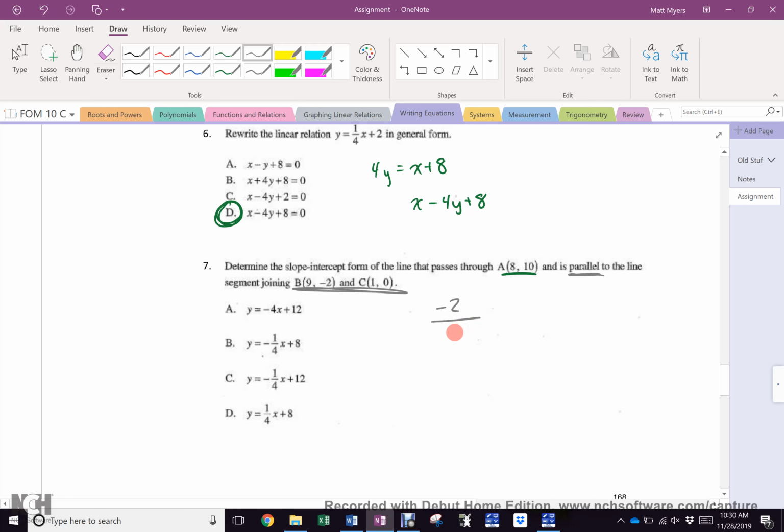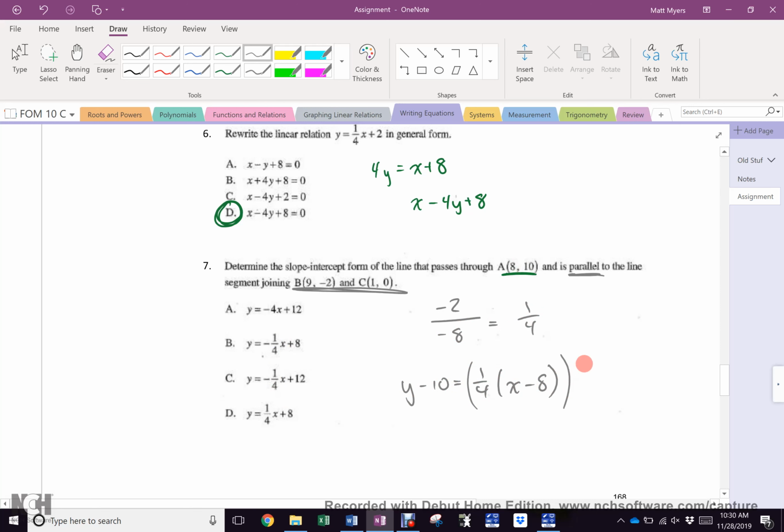Negative 2 over negative 8, which is 1/4. Now I have a slope that goes with that point, right? y minus 10 equals 1/4 times x minus 8. Uh-oh, these are all in slope-intercept form. Fix it.